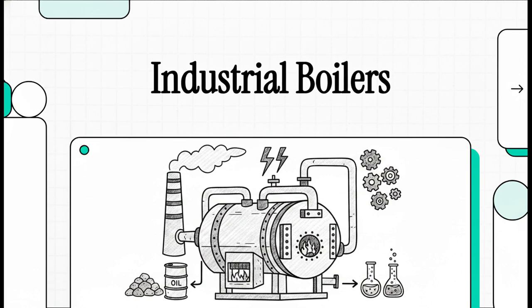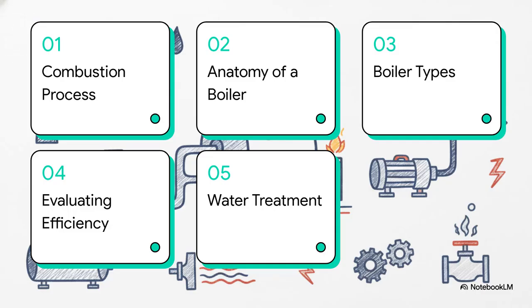We're going to break down exactly how these incredible machines take raw fuel and transform it into the high-pressure energy that literally powers our modern world. Let's get into it. So, here's our visual roadmap for today. We'll start with the combustion process, then check out the anatomy of a boiler, look at different boiler types, evaluate their efficiency, and finally, wrap up with boiler water treatment.